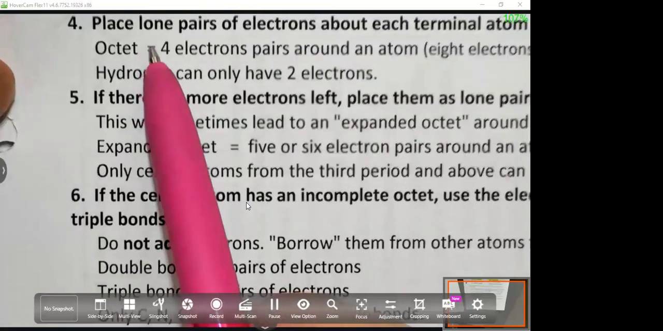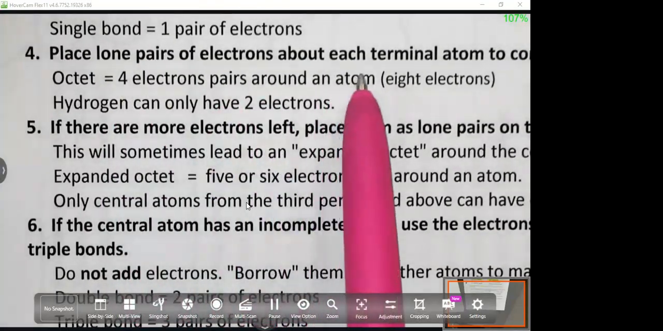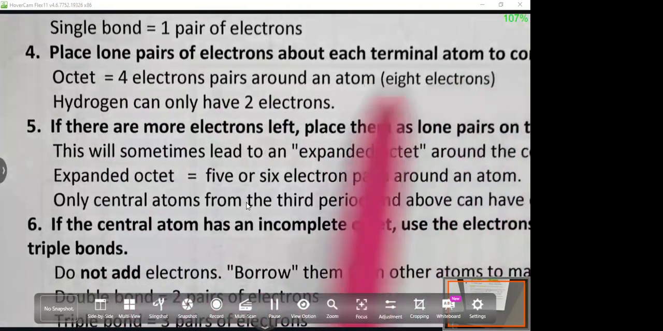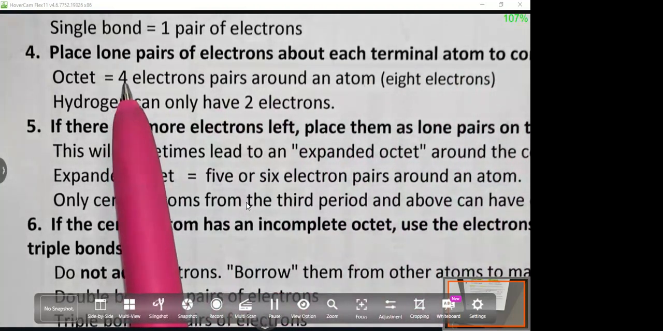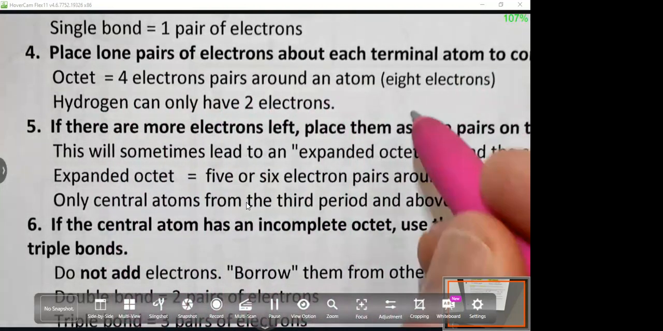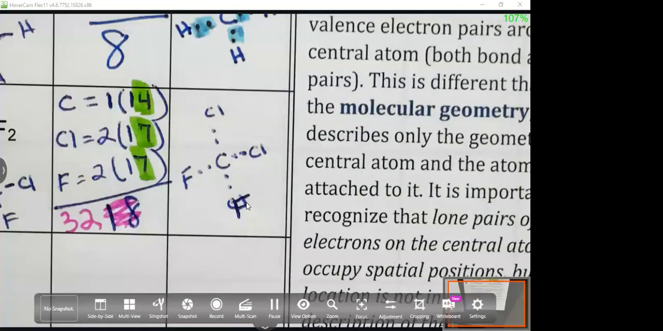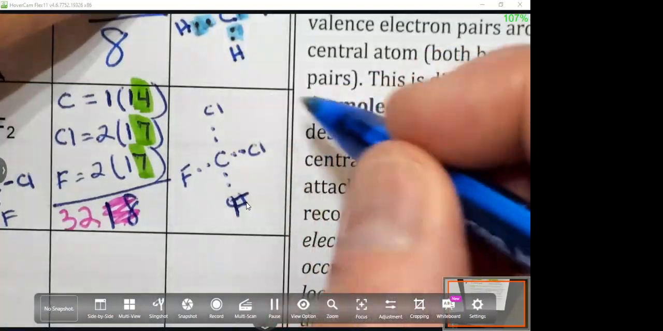Step 4. Place lone pairs of electrons about each terminal atom to complete their octets. An octet is 4 electron pairs or 8 electrons. Hydrogen can only have 2 electrons. Okay, so here we go.